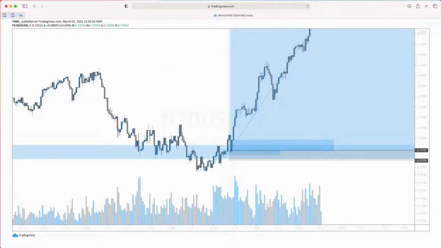Let's look at an example. I didn't really take any trades recently for me to show you, and to be fair, markets have been quite quiet. But let's look at this situation.